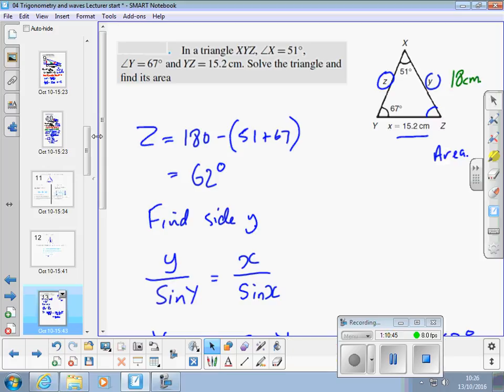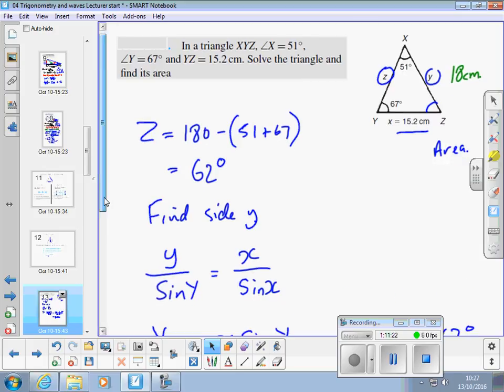What are we going to use to find the side Z? Why can't we use Pythagoras' theorem? Not a right angle. Yep. We could go down the route of finding the perpendicular height and making a right angle triangle, but what's the point? That would be a lot of work, wouldn't it? We need the side Z.